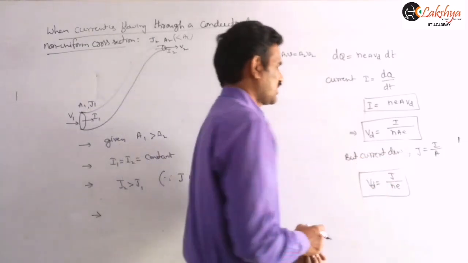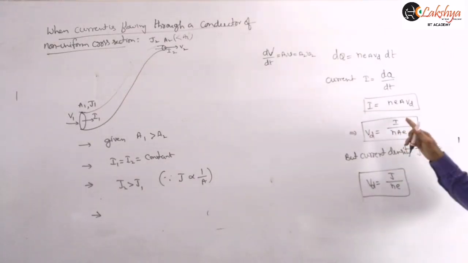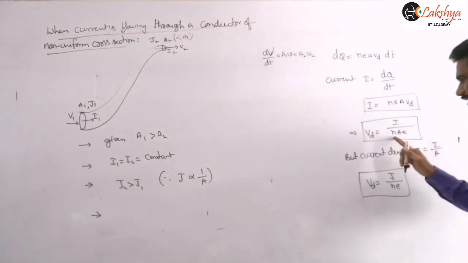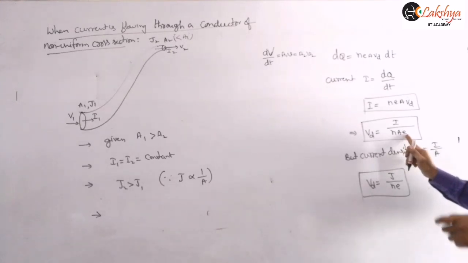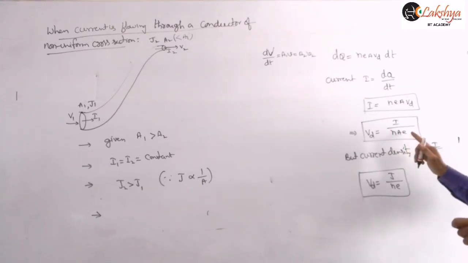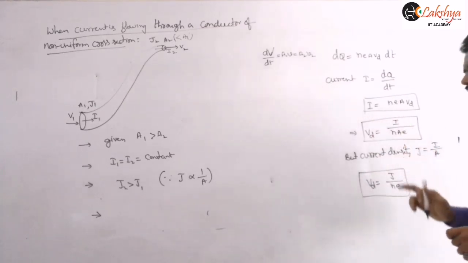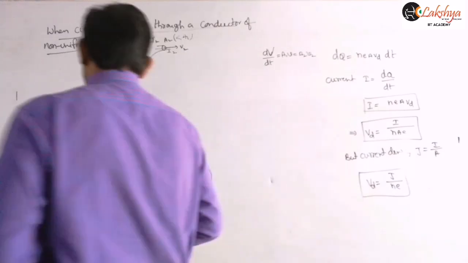So for example, if I consider this, I is constant, and n and e are already constant. They depend on the nature of the material which we are taking here. So n value is constant for the given material, and e is the charge of the electron, which is a constant. Since I is constant, Vd is inversely proportional to the area of cross section.